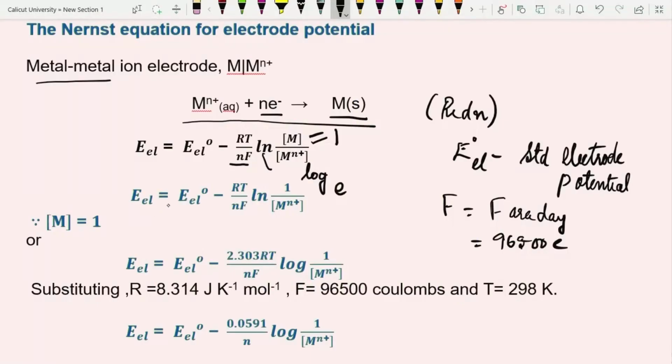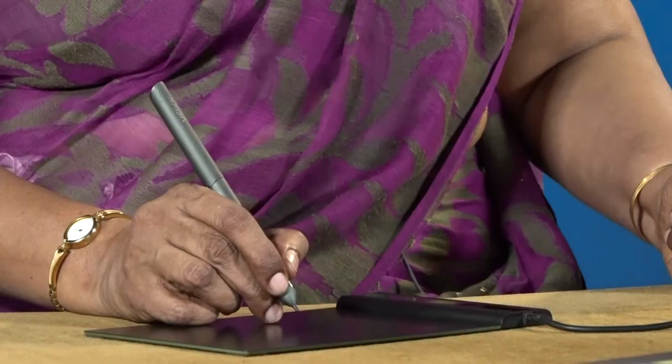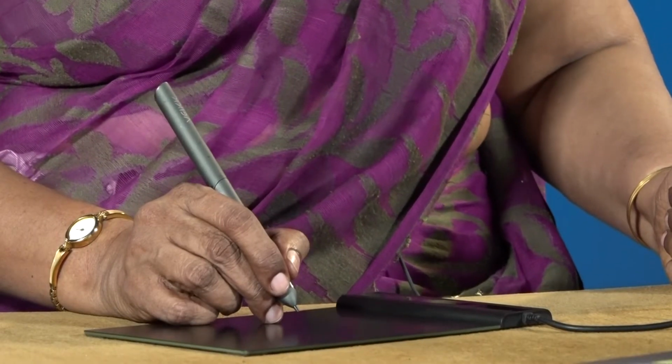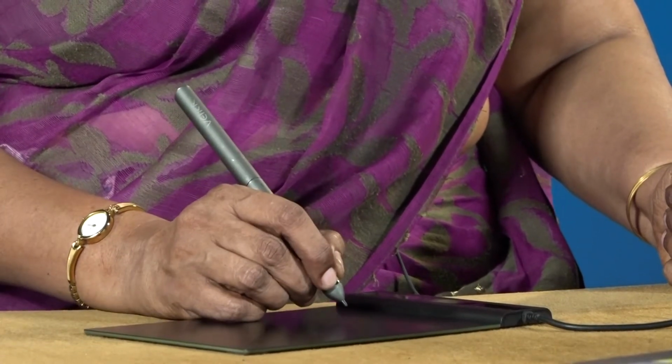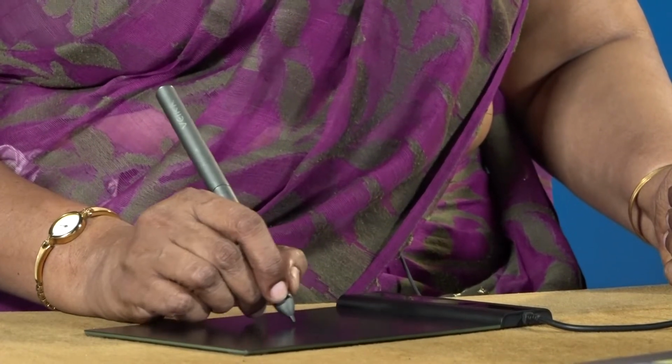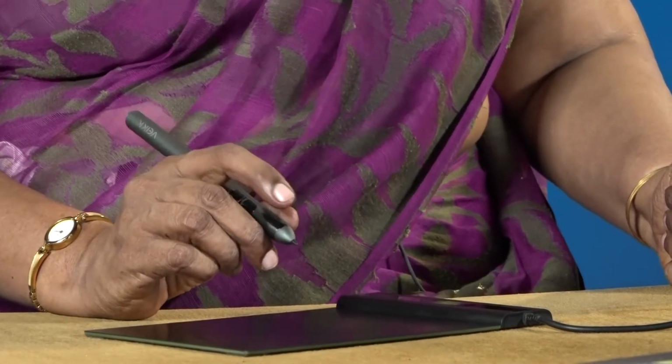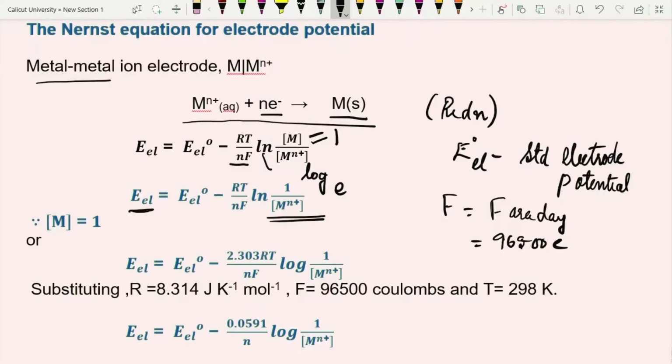So, the equation takes the form E of electrode is equal to E naught of electrode minus RT by nF ln 1 by the molar concentration of Mn+ alone. So, you can see that the electrode potential depends only on the molar concentration of the electrolyte. The metal is not involved because it is in the 100% pure form. So, when this concentration changes, automatically the electrode potential also changes.